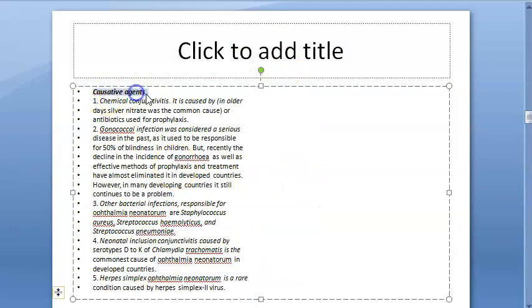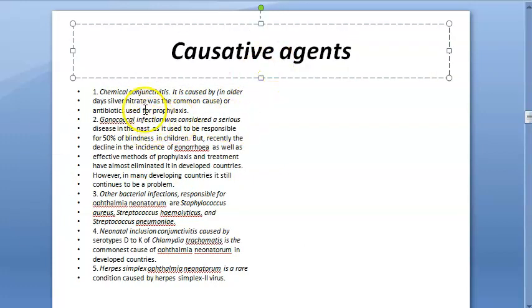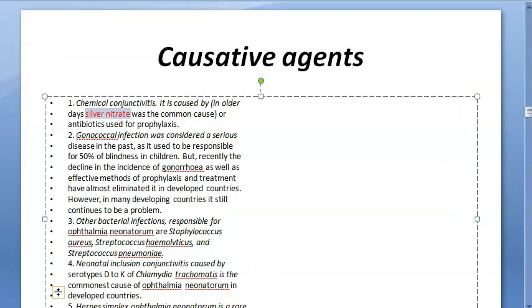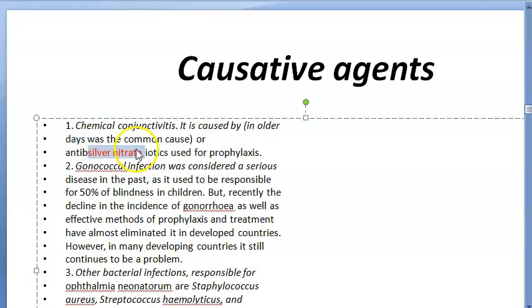Coming to the causative agents, we saw the chemical, right? Chemical means silver nitrate or something, but that is not being used now. So now it is not that big a problem, okay guys. Then what else should you know here? Antibiotics used for prophylaxis can cause conjunctivitis. What is this? Antibiotics can cause conjunctivitis. Interesting. Okay, then gonococcus, now the incidence has declined. That is great, right? There is a decline in the incidence.